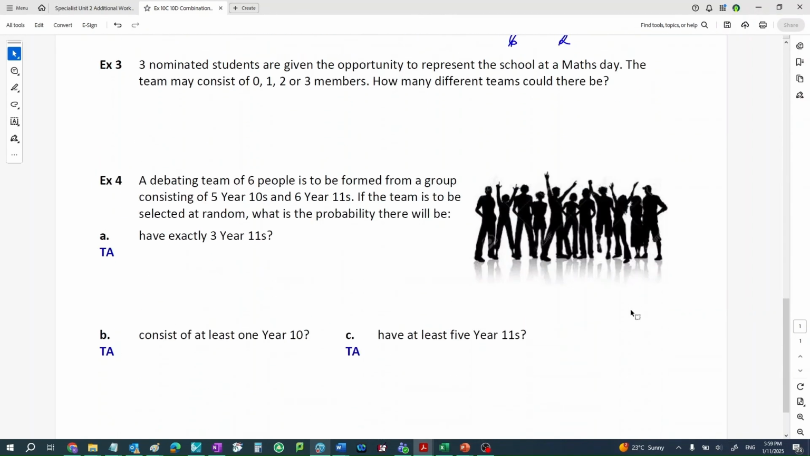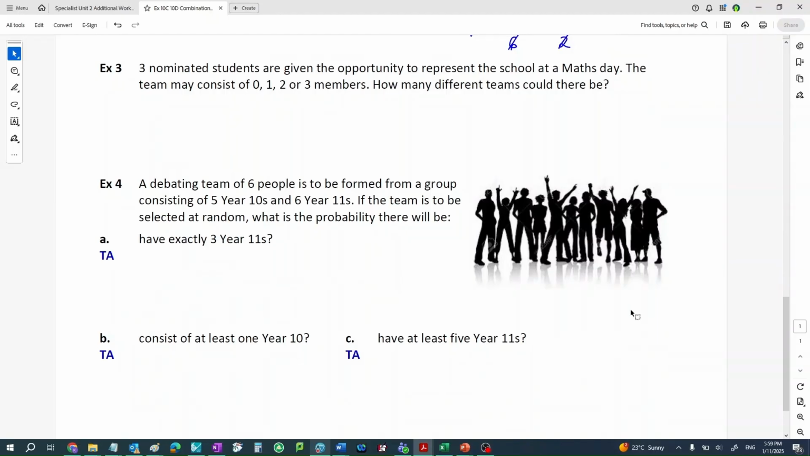Okay, so moving along, 3 nominated students are given the opportunity to represent the school at a maths day. The team may consist of 0, 1, 2 or 3 members. How many different teams could there be? We could list that out. Let's pretend our students are A, B and C. So first of all, we could choose everybody, ABC. We could choose 2 people. So AB, AC, BC. We could choose 1 person, A, B or C. We could choose nobody. And so I can see that there's 8 possibilities there. That's how many different teams we could choose.